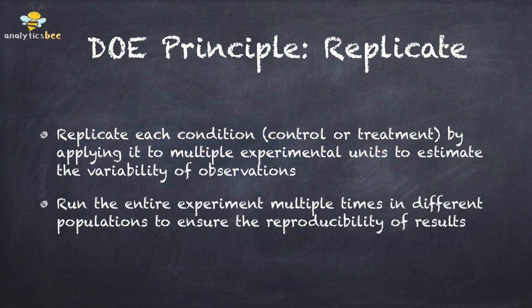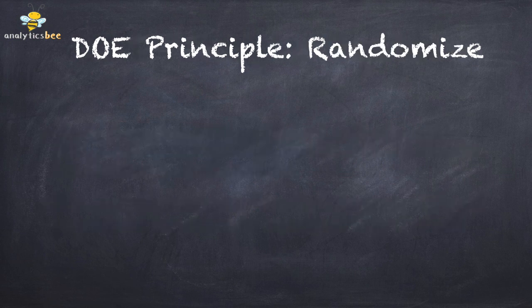Another type of replication is to run the entire experiment multiple times in different populations to ensure the reproducibility of results. The most important principle in design of experiments is randomization. Without randomization, the results of an experiment could easily be confounded by factors that are not related to the treatment.